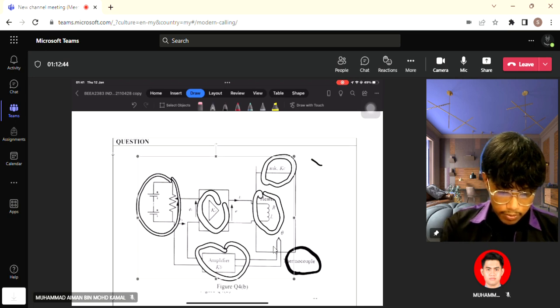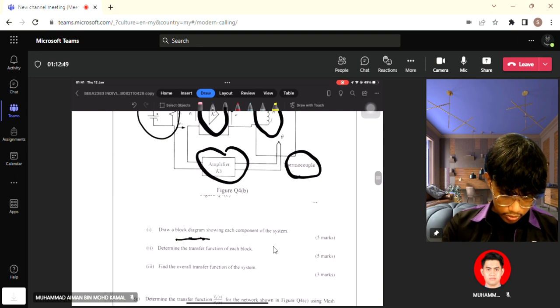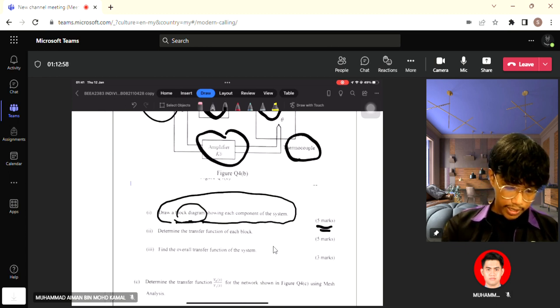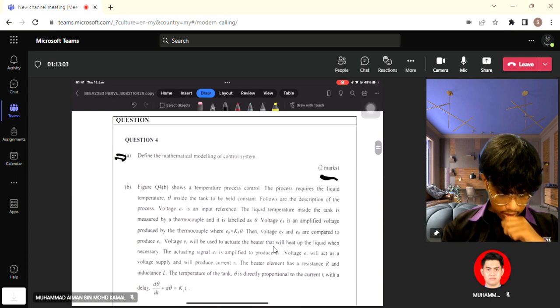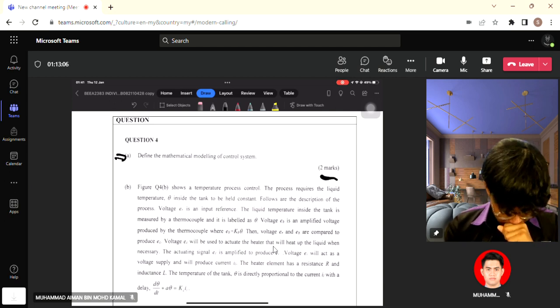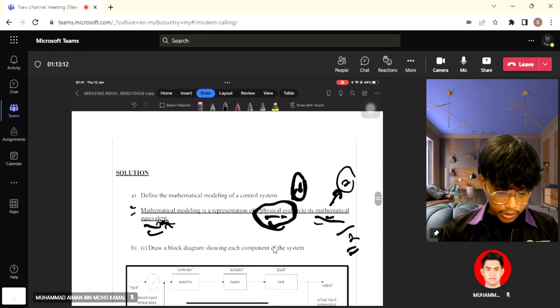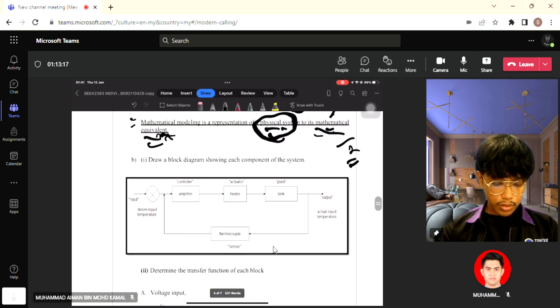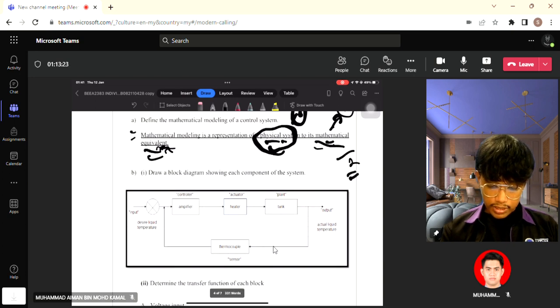Draw a block diagram showing each component of the system, and you can see the mark here was 5. So when the question asks for a block diagram, we're going to go through the answer. This is actually the real block diagram of the system.